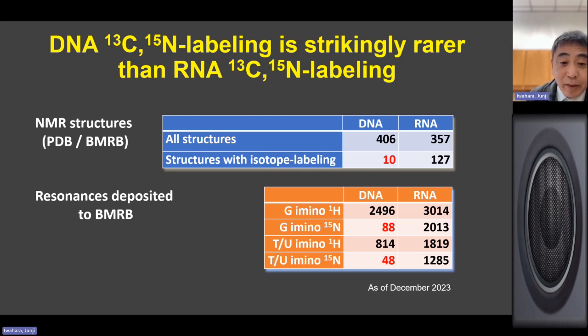Here, this is guanine imino proton and thymine or uracil proton resonances. And if you look at proton resonances, they are kind of comparable. But if you look at the nitrogen-15 resonances deposited to BMRB, DNA resonances are much fewer, strikingly fewer than RNA N15 resonances. So obviously, there is a problem about DNA isotope labeling.